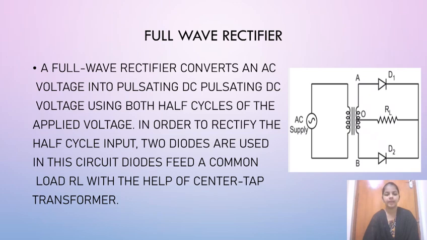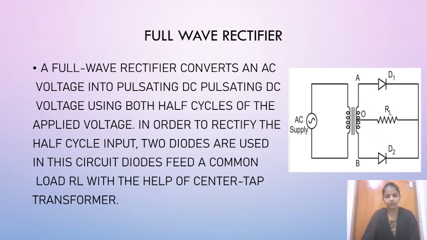A full wave rectifier converts an AC voltage into pulsating DC voltage using both half cycles of the applied voltage. In order to rectify both half cycles of the input, two diodes are used in this circuit. The diodes feed a common load RL with the help of a center tap transformer.